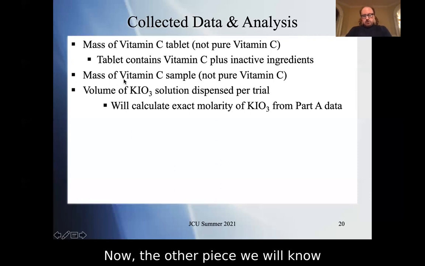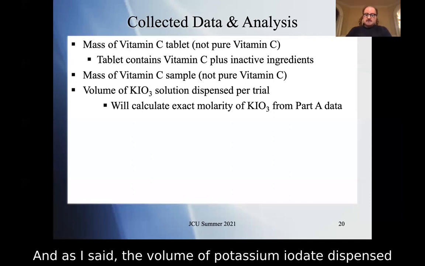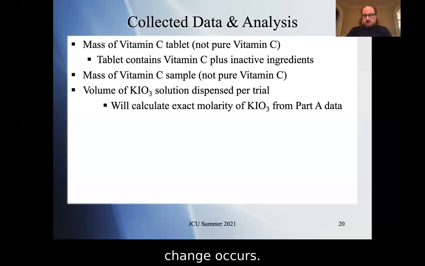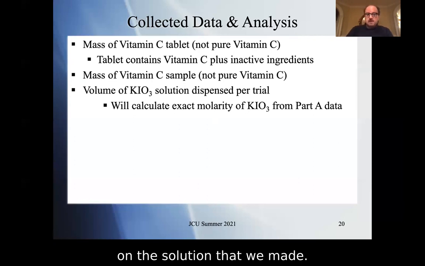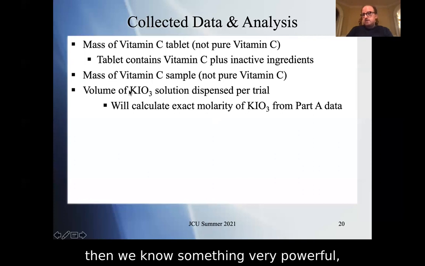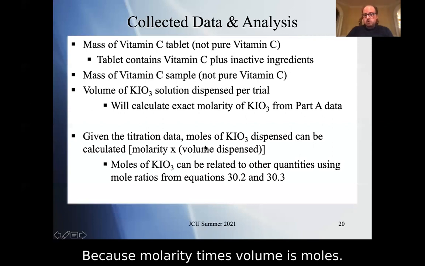Now, the other piece we will know is the volume of potassium iodate per trial. And as I said, the volume of potassium iodate dispensed per trial is going to be the point at which that color change occurs. And we will also know the exact molarity of the KIO3 based on the solution that we made. So if we know the molarity and we know the volume of KIO3, then we know something very powerful, which is the moles of KIO3.